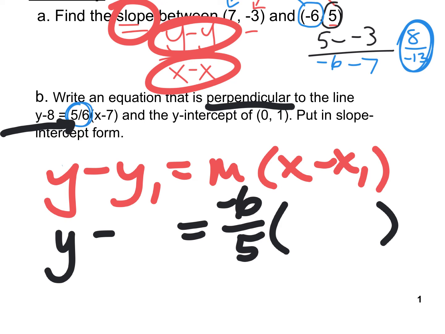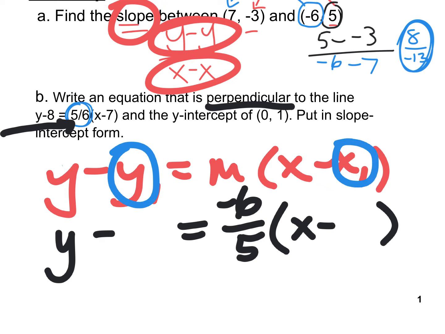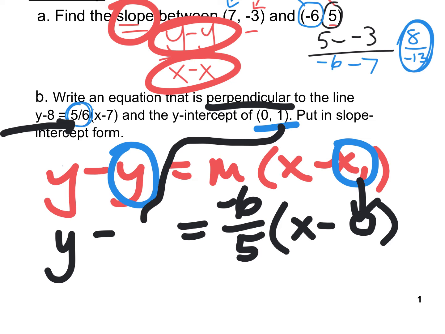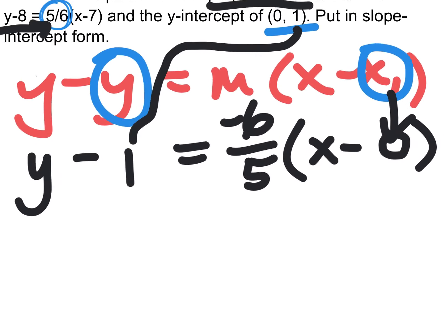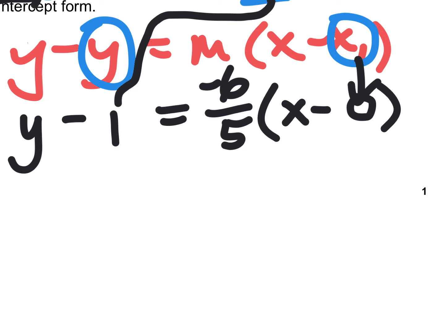And then they say something about a point you should use. And remember, this is the spot where the point goes, there and there. It says to use the point 0, 1. X is 0. See, I put the x over here, and the y is 1. So I'm putting that over here. And there's my equation.